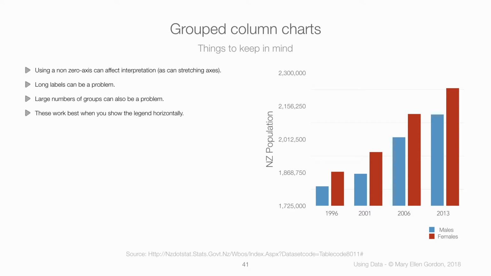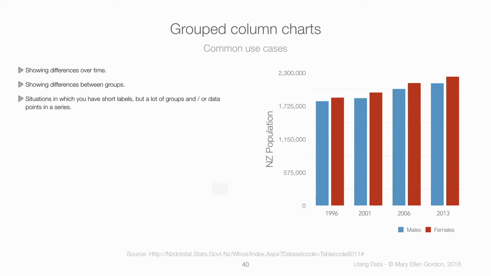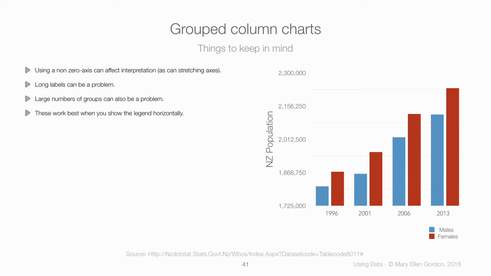Some things to keep in mind in terms of using group column charts. First and foremost, and we'll come back to this many times, it's really important to use a zero axis unless there's a really, really, really good reason not to do that. Look at the difference between this chart and the previous one. These are showing the exact same data, but this version looks like a much more extreme trend. Here we can see the trend going up gradually, but here that increase looks much more extreme.